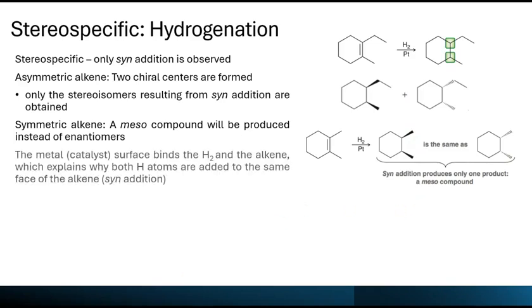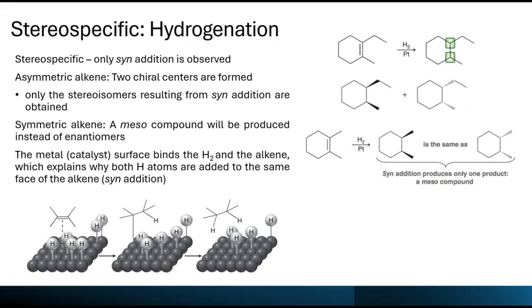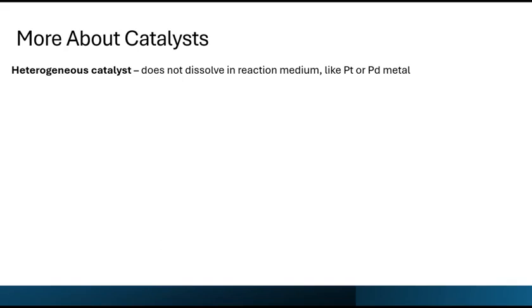It's a meso compound. The metal catalyst surface binds the hydrogen and the alkene, which explains why both H atoms are added to the same face of the alkene, or syn addition. So here is a diagram that shows that catalyst surface, where they get abstracted on the same side of the alkene.